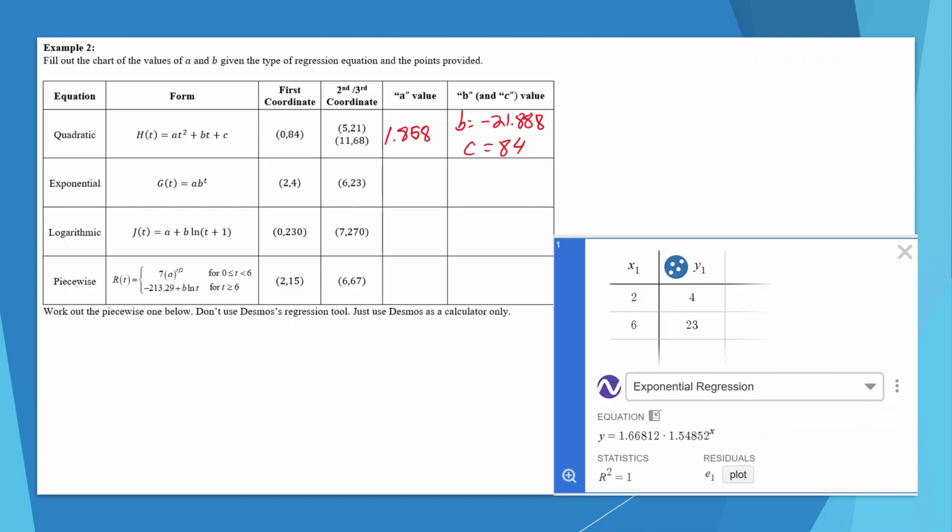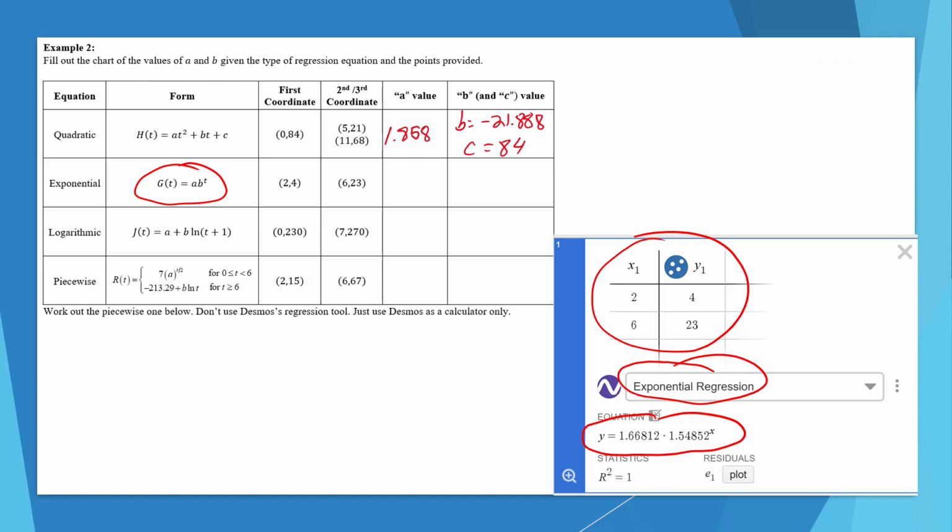All right. Now for an exponential regression, I'm going to add a new table, right, because this is a different question. This is a times b to the power of t, right? So here, I just have these points, and so I'm going to pick exponential regression, and then use this equation. This is a, and this is b. So a should be 1.668, and then b should be 1.549 rounding.